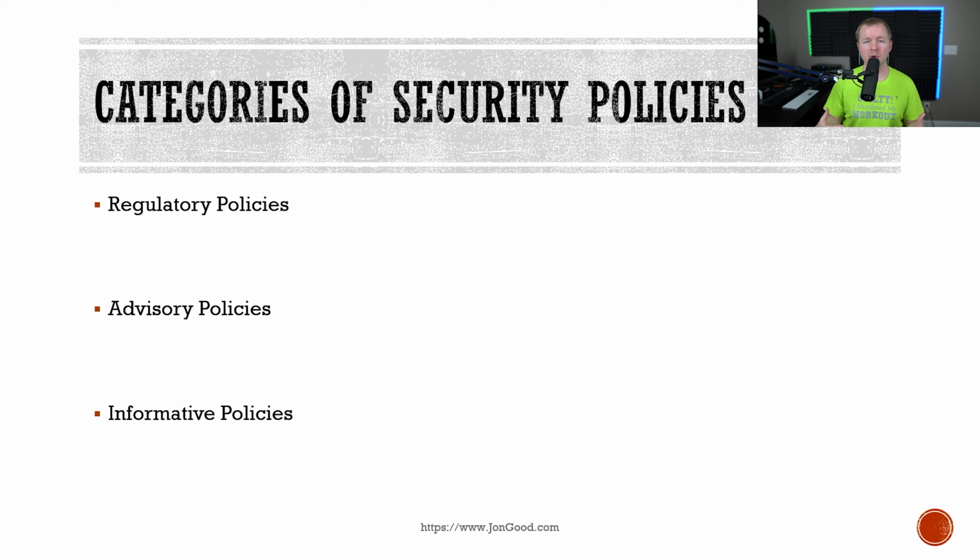We have three categories of policies as well. We have the regulatory policies, and these are regulatory requirements or legal requirements that have to be met by our organization. We also have advisory policies, and these outline acceptable behaviors and define the consequences for violators. And then we have informative policies, and these provide knowledge or information about a specific subject, maybe the mission statement or even company goals. It's important to note that most policies are going to fall into the advisory policy category.